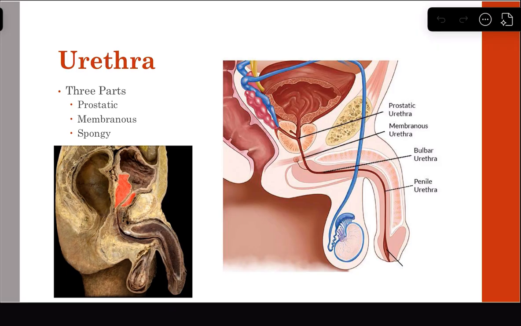You can usually see that directly below the prostate, right? And then finally we have the spongy urethra, the penile urethra. It's going to be going throughout the length of the penis, like we saw in urinary. So nothing new there.